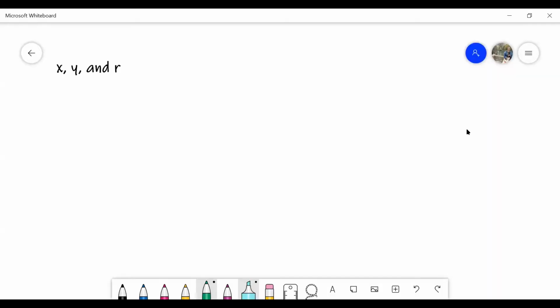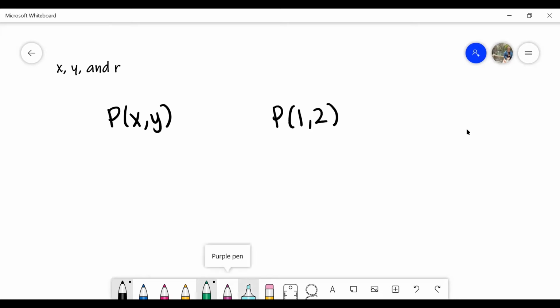Okay, so for many of these questions, maybe not all, what you're typically given is an ordered pair P. So P is some point with X and Y. So maybe it's, let's just go simple, 1 and 2, right? So what this represents, and we'll go into more and more detail as we do examples, is an ordered pair, right? So that means this is your X value and that's your Y value.